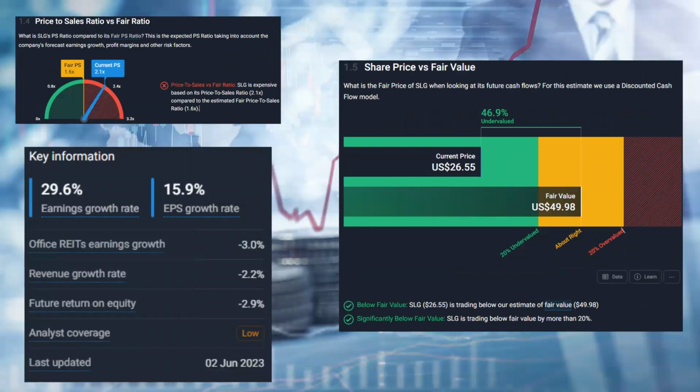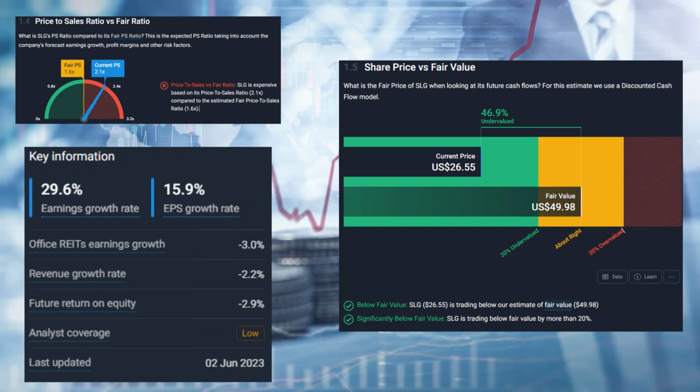Now, when you look at the share price versus the fair value using a discounted cash flow model, it's about 46.9% undervalued, potentially putting the fair value of the stock here right under $50 at $49.98. So, it is trading significantly below its fair value. We'll see if that fair value is going to be correct later in the future. That's definitely something to pay attention to.